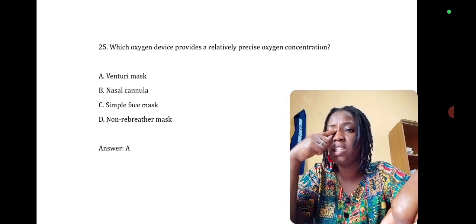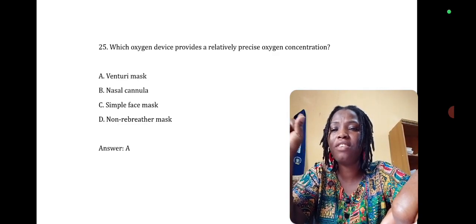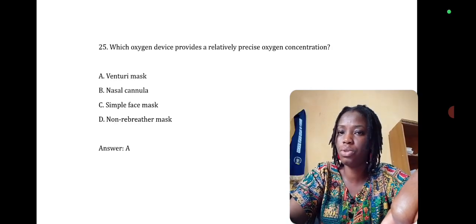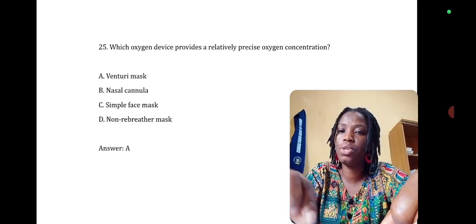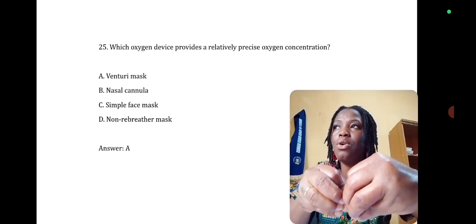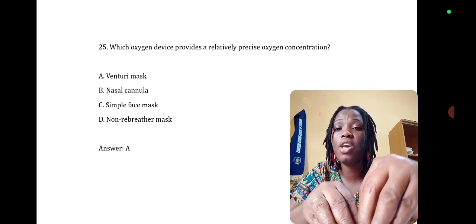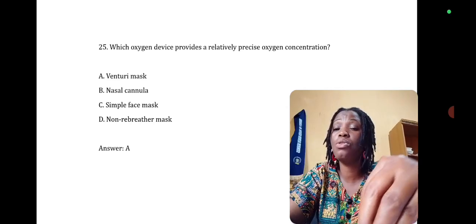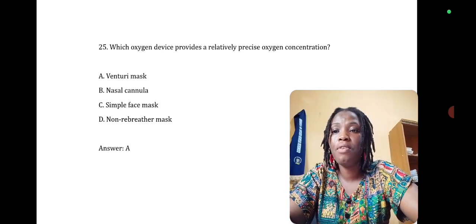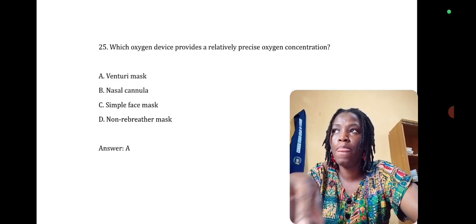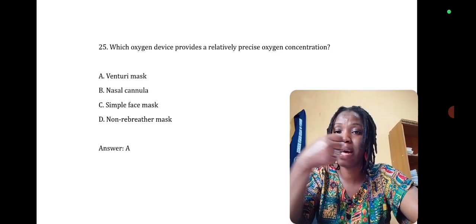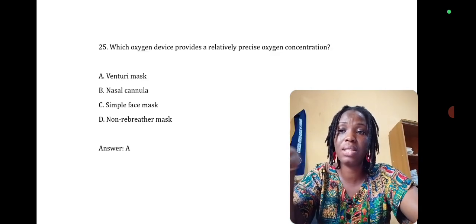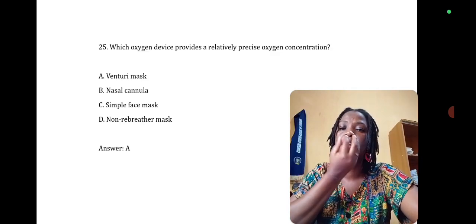Question 25. Which oxygen device provides relatively precise oxygen concentration? Relatively precise oxygen concentration means it's giving you the exact oxygen you need. It's not giving you too much and not giving you less. That is the Venturi mask. If you just browse, you will see the different kinds of masks. The nasal cannula is the normal one you put in the nose, which has two small tubes.